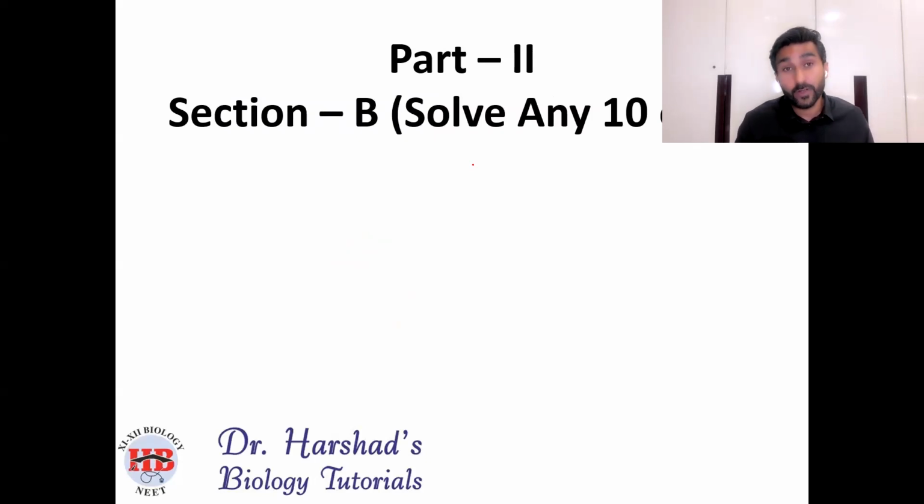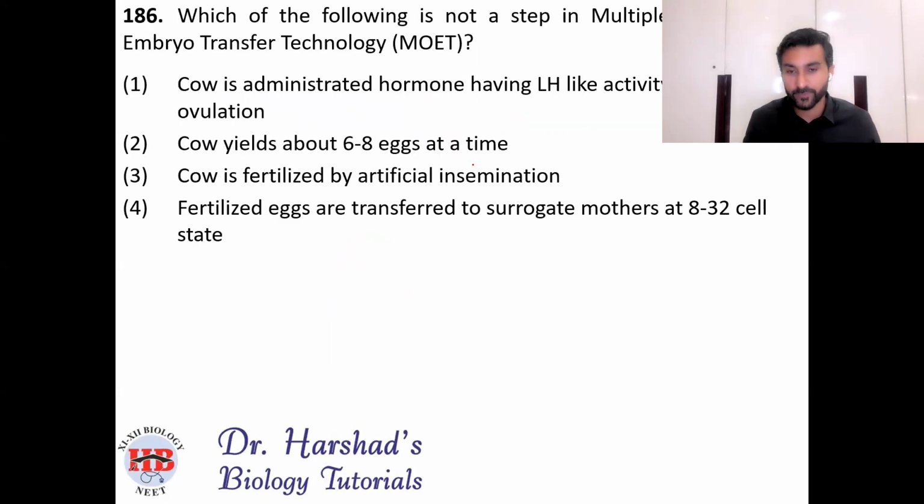That completes your section A of zoology, which was your compulsory section. We go on to the optional section of 15 questions.